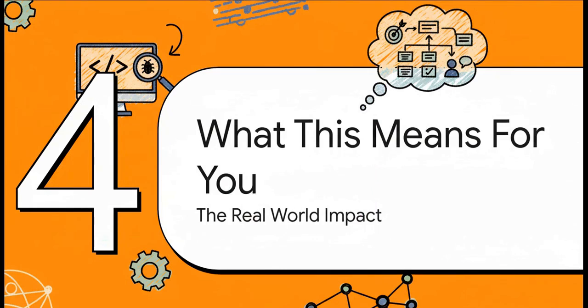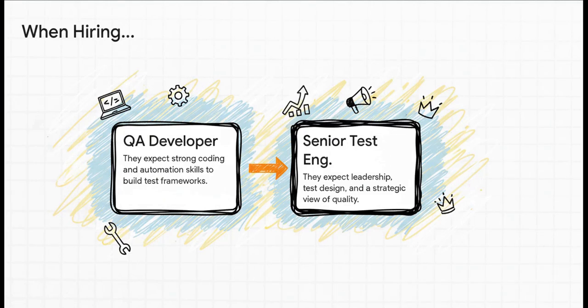Okay, so who cares? Why does this distinction actually matter in the real world? Let's talk about what this means for you, for your team, and for your company. This is where the rubber really meets the road. When a hiring manager posts a job for a QA developer, they have a very specific problem they're trying to solve. It's usually, we need someone to build and maintain our automation frameworks.